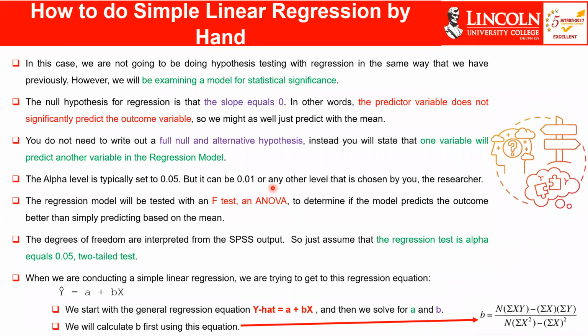The regression model will be tested with an F-test and ANOVA to determine if the model predicts the outcome better than simply predicting based on the mean. The degrees of freedom are interpreted from the SPSS output. So just assume that the regression test is alpha equals 0.05 and it's a two-tailed test.